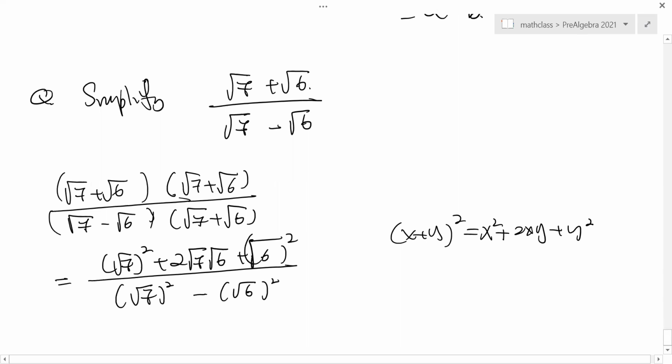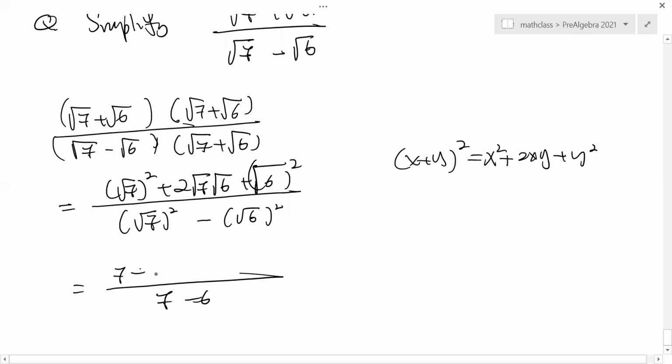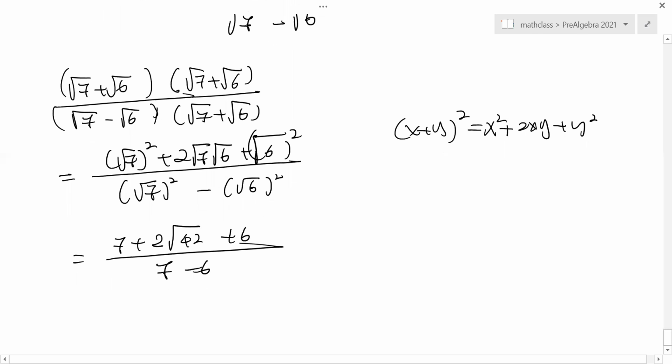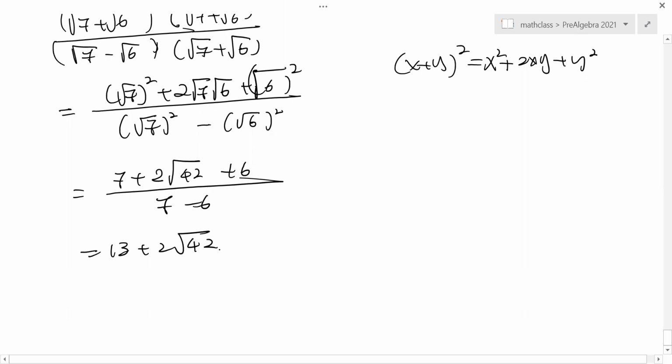Okay, so let's simplify. The denominator is 7 minus 6, which is 1. Great. The numerator is 7, plus 2 times square root of 7 times 6, which is square root of 42, plus 6. So my final answer here will be 13 plus 2 square root of 42. So this very complicated fraction can be changed to this form.